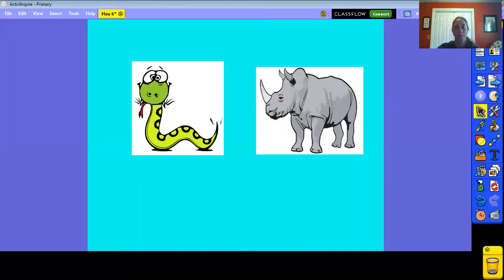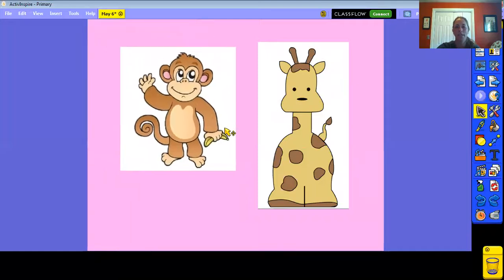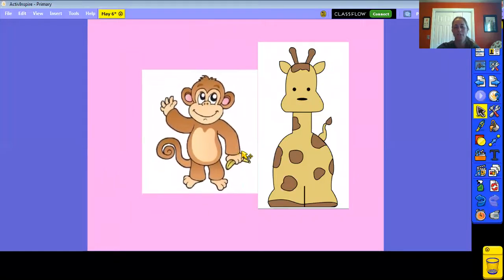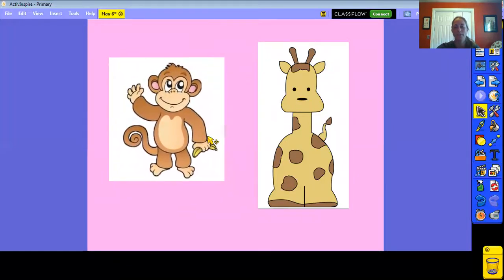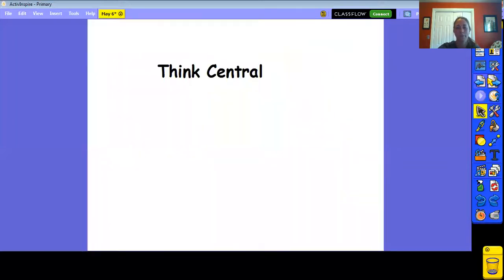Yeah, big time. All right, I have a monkey and a giraffe. And again, they're not too much different if we're comparing them like this, but we're comparing weight. You know what a giraffe looks like? Right? Really tall, really big. The monkey is lighter than the giraffe. The giraffe is heavier than the monkey. Good.